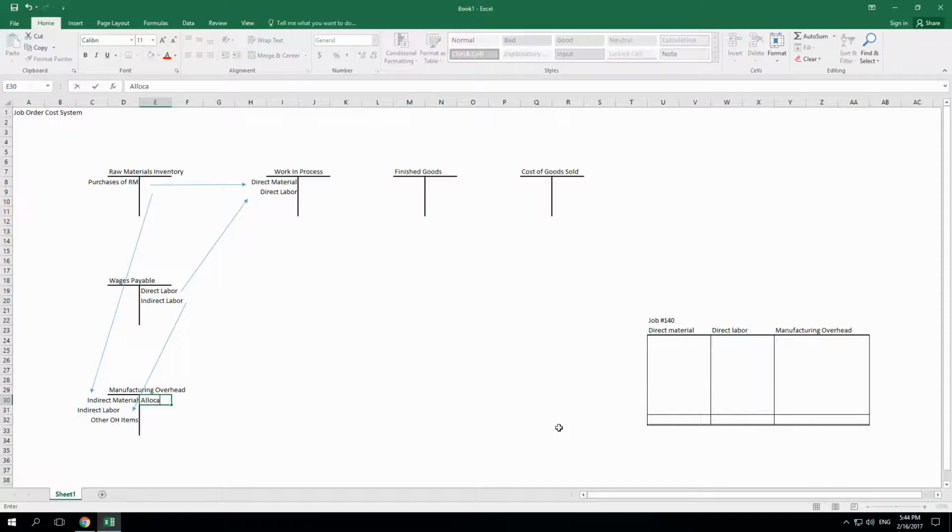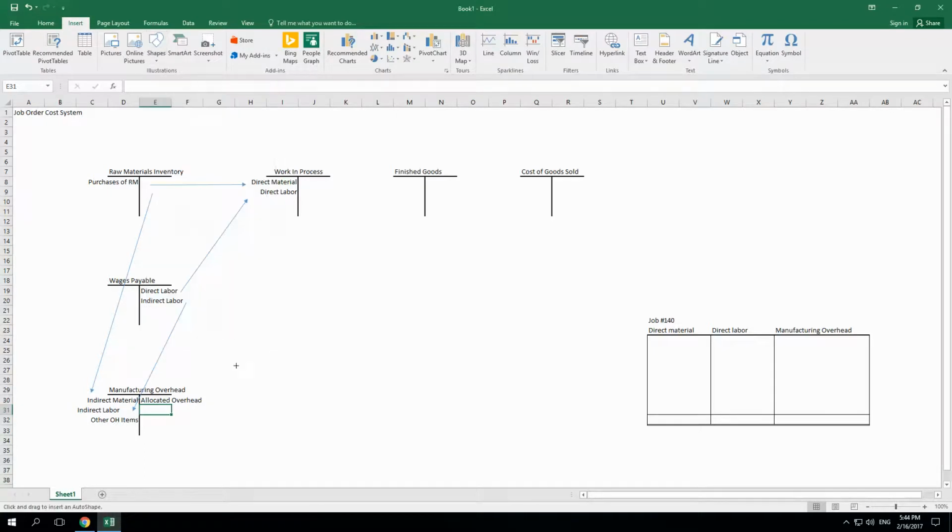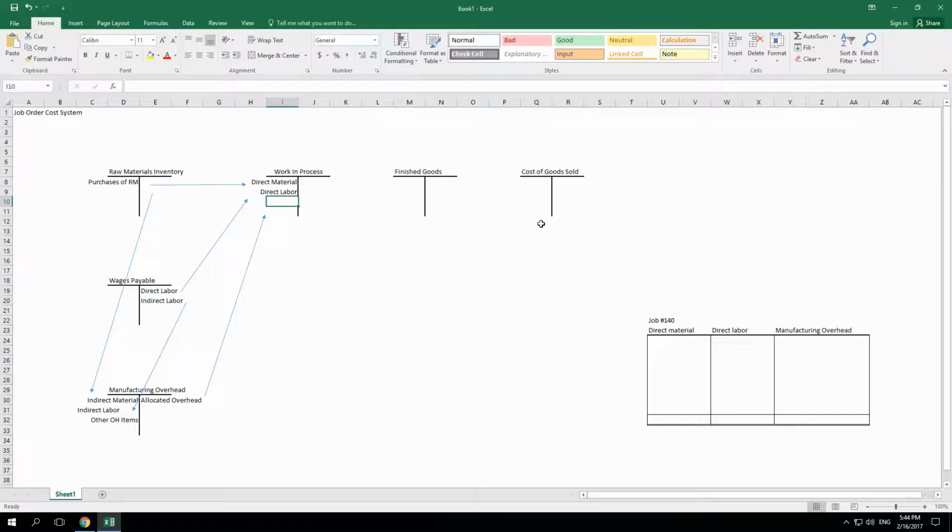So when we allocate overhead to different jobs, we have to estimate it. Sometimes they call it applied, but we'll call it allocated. So what's happening, and I'll highlight that, this allocation is an estimate. Okay, I'll make a note here.